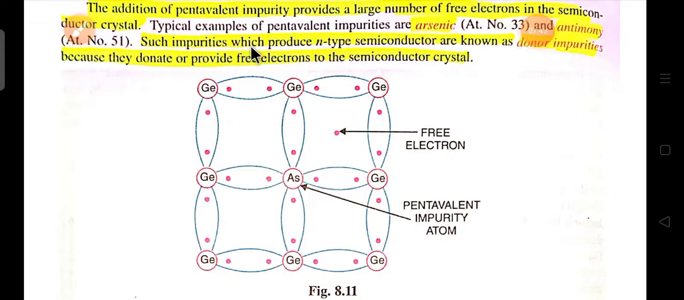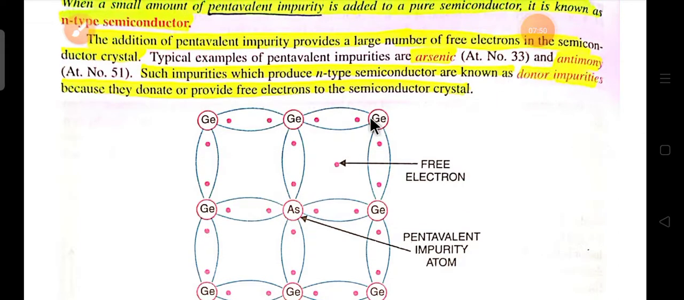Such impurity which provides n-type semiconductor is known as donor impurity, because it donates or provides free electrons to the semiconductor. This pentavalent impurity, or the impurity which creates n-type semiconductor, is also called donor impurity, because they donate or provide free electrons to the semiconductor.